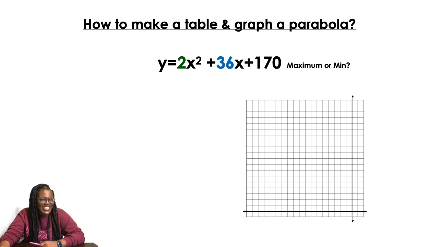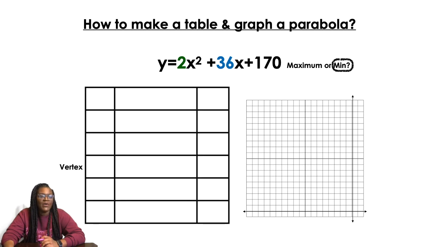It's positive. So when the a value is positive, what does that mean? Does it mean it's a maximum or a minimum? Very good, it means it's a minimum. All right, so now we're looking at our vertex.